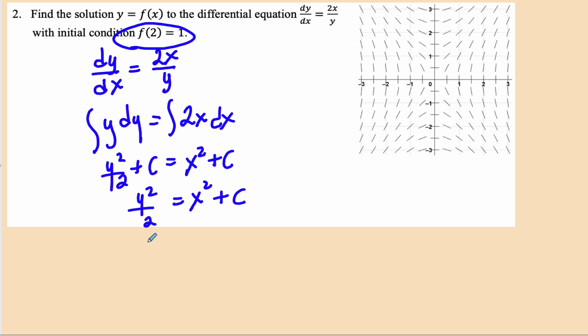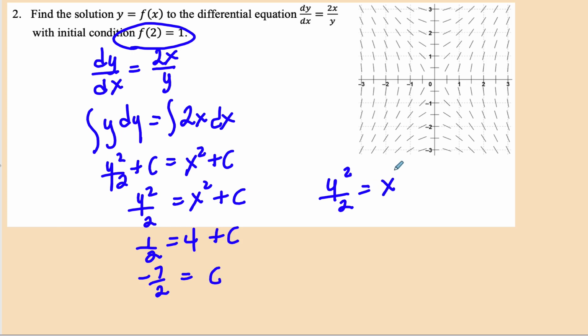At this point, I'm going to use my initial condition to see if I can find c. So I'm going to put a 1 in here, so this is 1/2 equals, and then I'm going to put a 2 in here, that'll be a 4 plus c. So c equals -3.5 or -7/2. So now we have y squared over 2 equals x squared minus 7/2.